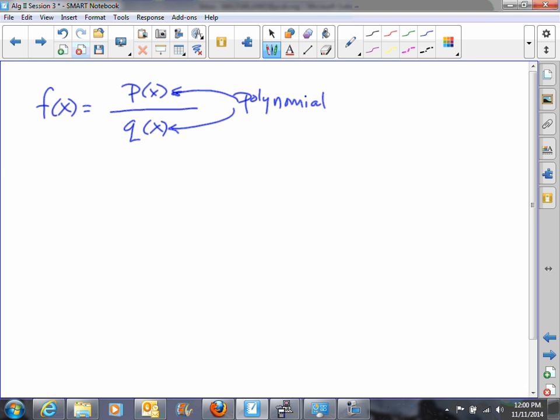Now, one of the things that we'll be wanting to talk about is the degree of the numerator and the degree of the denominator.